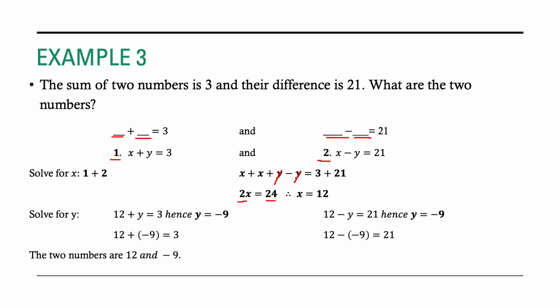But we should always check it using our second equation. So now we have 12 minus y is equal to 21. 12 minus minus 9 will give us a positive number. So 12 plus 9 gives us 21. So our two numbers are 12 and minus 9.